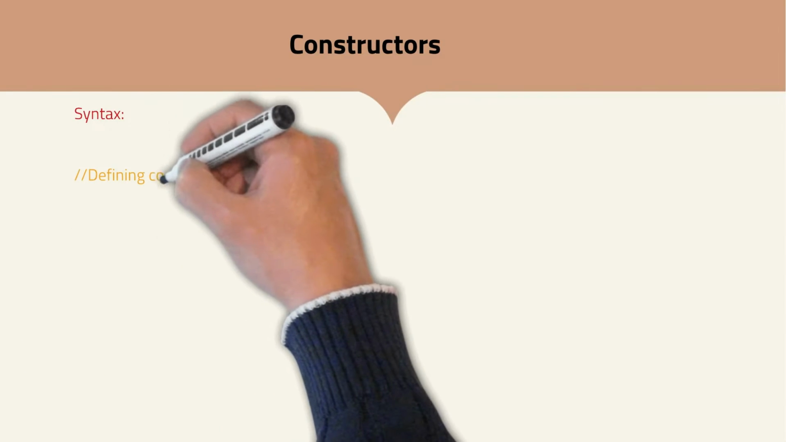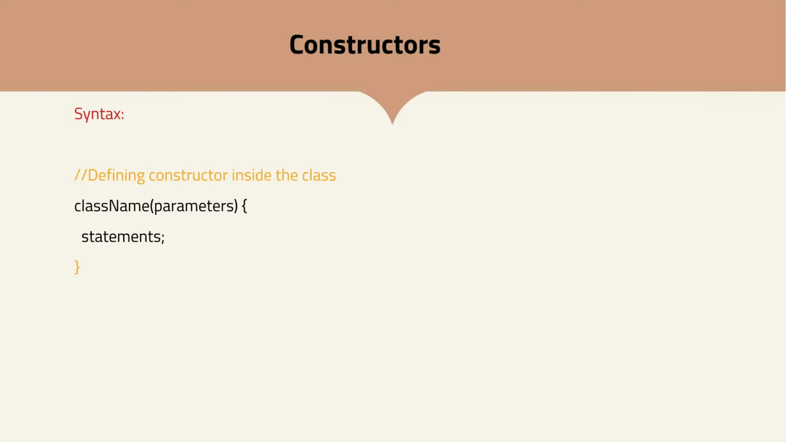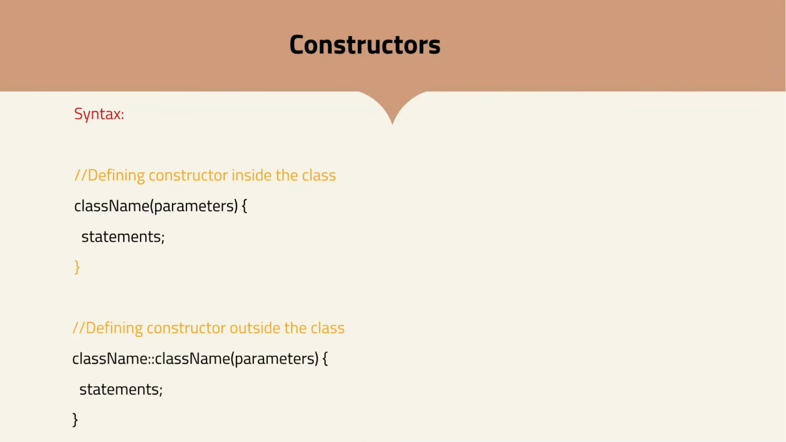The syntax for the constructor is: first, where we define the constructor inside the class, as class name followed by parameters in parentheses, followed by statements to be executed in curly braces. Secondly, where we define the constructor outside of the class, as 2 times class name separated by the scope resolution operator, or 2 colons, followed by parameters in parentheses, followed by statements to be executed in curly braces.